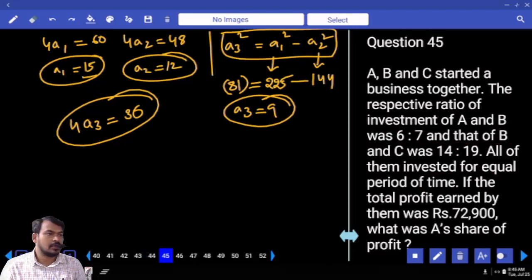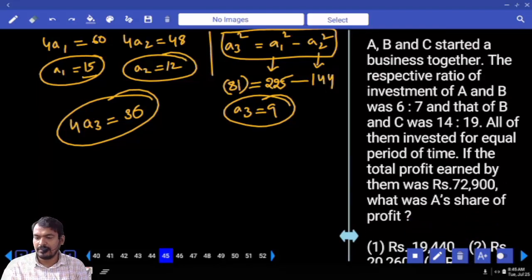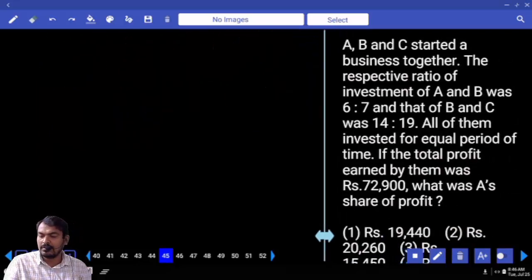Question number 45. A, B, C started a business together. The respective ratio of the investments of A and B was 6:7 and that of B and C was 14:19. All of them invested for an equal period of time. If the total profit earned by them was 72,900, what was A's share of the profit?